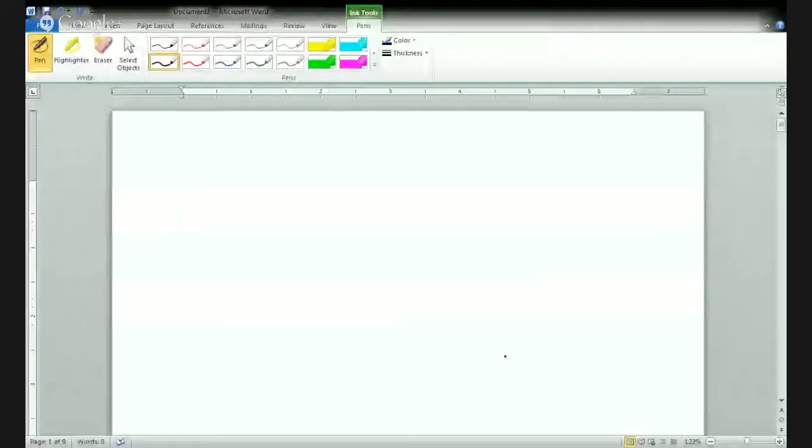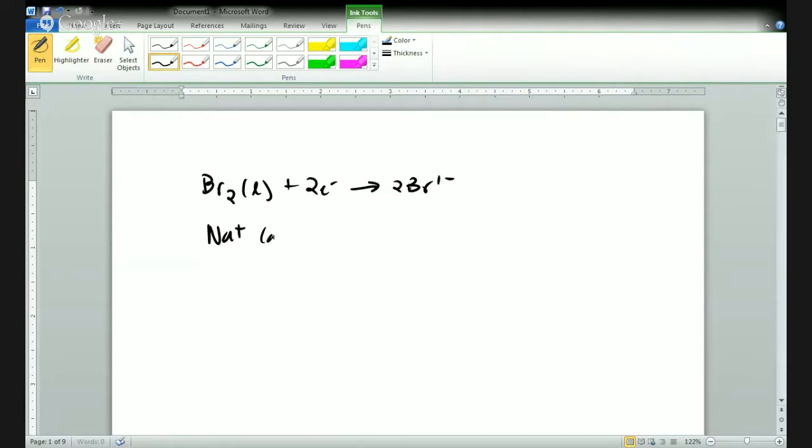All right, so the two equations you have on that sheet are Br2, that's in the liquid, plus 2 electrons, going to 2Br minus 1. And the second equation you have is Na plus, that's aqueous, plus an electron, going to solid Na. So what you would need to do is use the reduction potentials chart to your advantage here, because it says which of these would occur at the anode, and the big hint here is it says it's electrolytic.